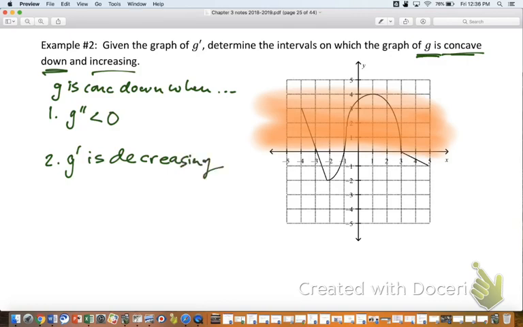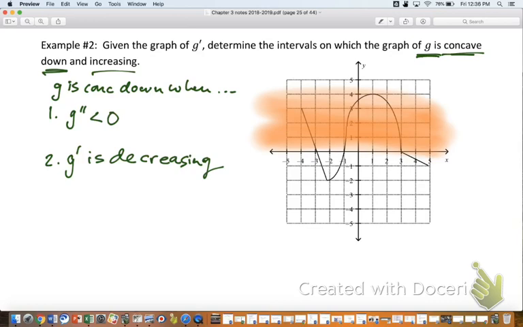So I think in the video I explained a little bit about that. But if you think about it, if G prime is the slope of G and G prime is decreasing, aren't we really saying that the slope of G prime is negative? And what would be another way to name the slope or rate of change of G prime? The derivative of G prime, which is G double prime. There we go.